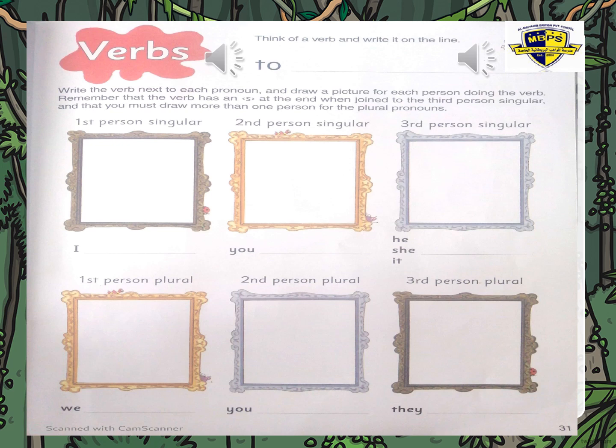Now, second person plural, you. Can you see you in this frame? What would the verb be like next to it? You eats or you eat? Remember, and put the verb, see which one it is. They, you've got they eat or they eats. These are all plural, aren't they? More than one. Remember what I said, and you do the rest yourself.